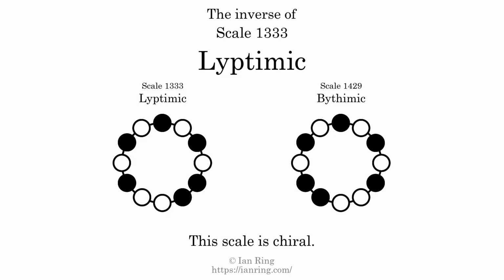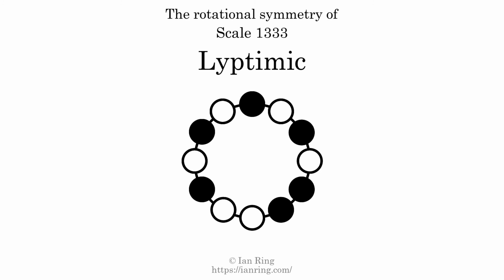The inverse of a scale is a mirror image. It is what you get when the sequence of intervals is reversed. The inverse of this scale is scale 1429, also known as Lyptimic. This scale is chiral. It cannot transform into its inverse by rotational transformation. This scale has no rotational symmetry.